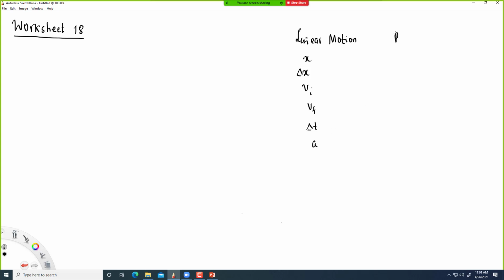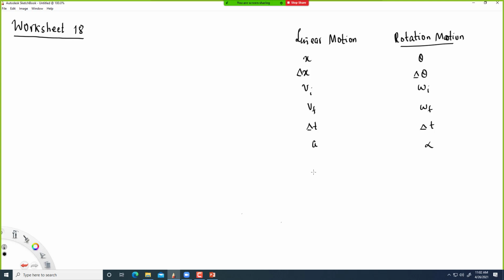So here in rotational motion, we have theta, delta theta, angular displacement, angular velocity initial, angular velocity final, time is the same, and acceleration is angular acceleration. In order to solve this kind of problem, we need to know at least 3 quantities. If we know 3 quantities, then we can find the rest. And we have these formulas.